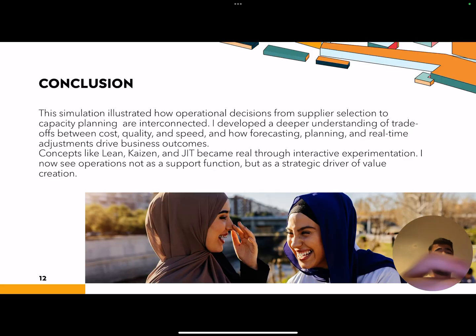So in the conclusion, this simulation game illustrates how operational decisions from supplier selection to capacity planning are interconnected. I developed a deeper understanding of the trade-offs between cost, quality, and speed, and how forecasting, planning, and real-time adjustment drive business outcomes. Concepts like lean, Kaizen, and JIT became real through intensive experimentation. I now see operations not as a support function, but as a strategic driver of value creation.